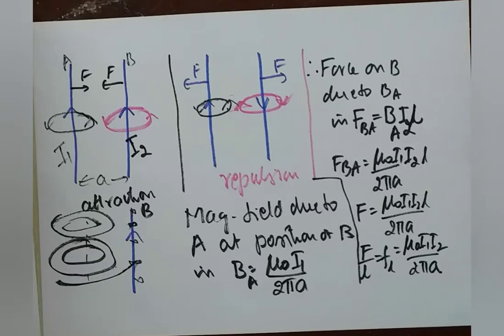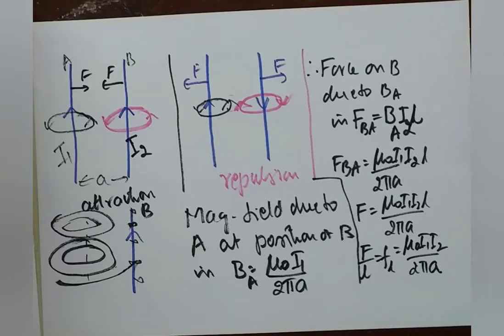Therefore, we can simply denote F_BA or F_AB as F equals mu naught I1 I2 L by 2 pi A, but usually we define force per unit length. Therefore, F by L is taken, F by L equals mu naught I1 I2 by 2 pi A. This is the formula for the force between two straight parallel conductors. This may be asked for 3 marks in a board exam.